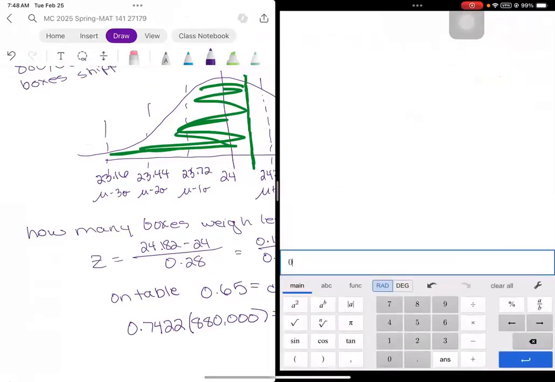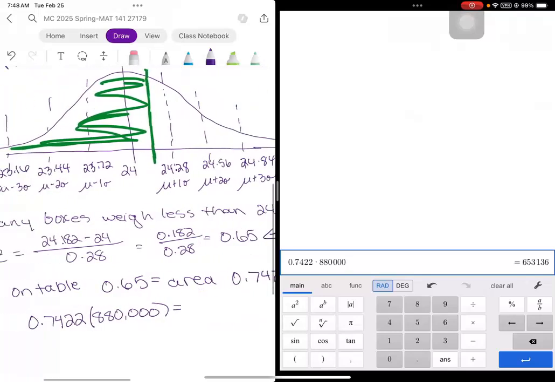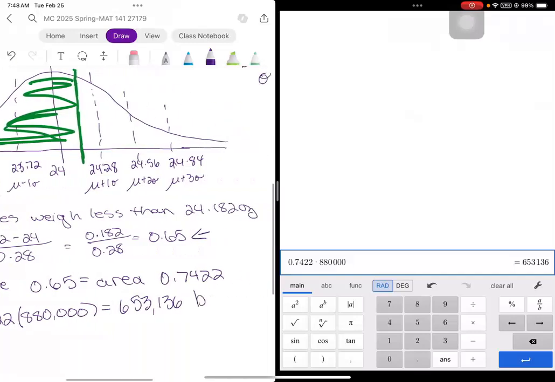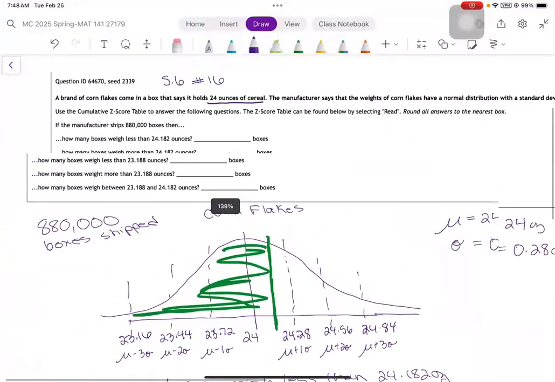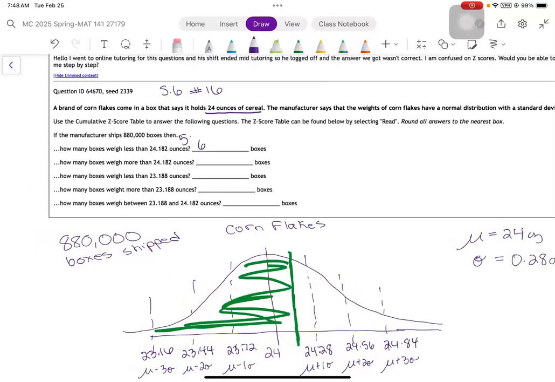I'm going to do 0.7422 times 880,000. And I'm going to get 653,136 boxes. So that's just part one. So that's my answer right here: 653,136 boxes. Then it says how many weigh more than that?